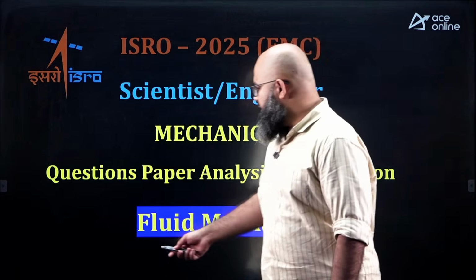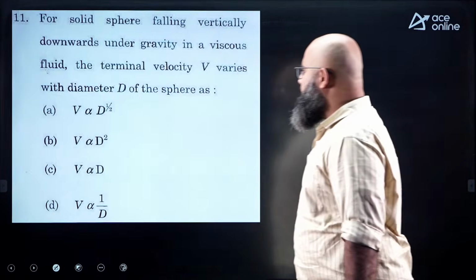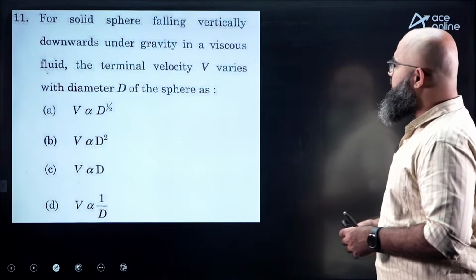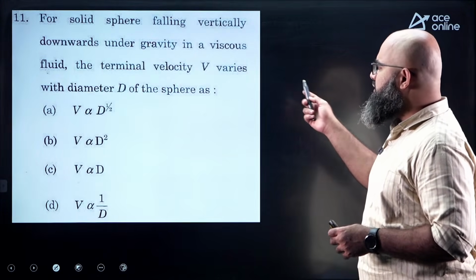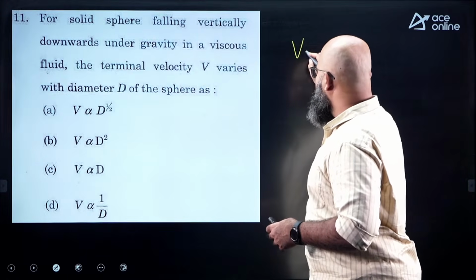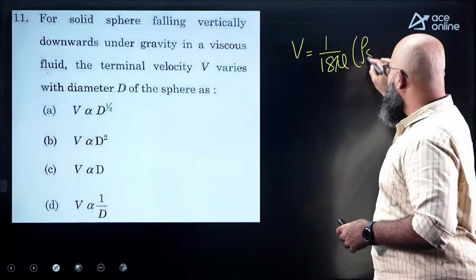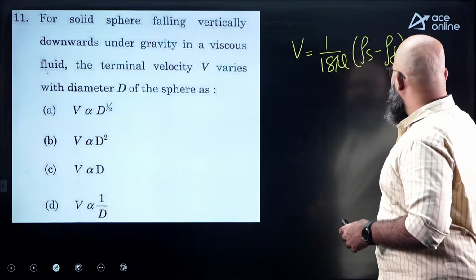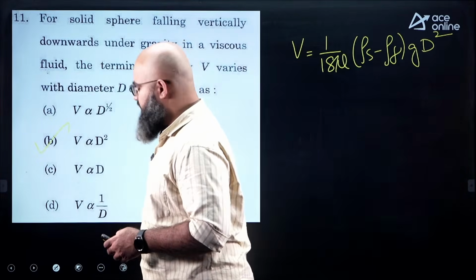Let us start the questions on the subject of fluid mechanics. Let me start with the first question. For a solid sphere falling vertically downward under gravity in a viscous fluid, terminal velocity V varies according to what proportionality with diameter? The terminal velocity formula is 1 by 18 mu, density of sphere minus density of fluid, into g d square. So velocity is proportional to d square. Option B will be correct.